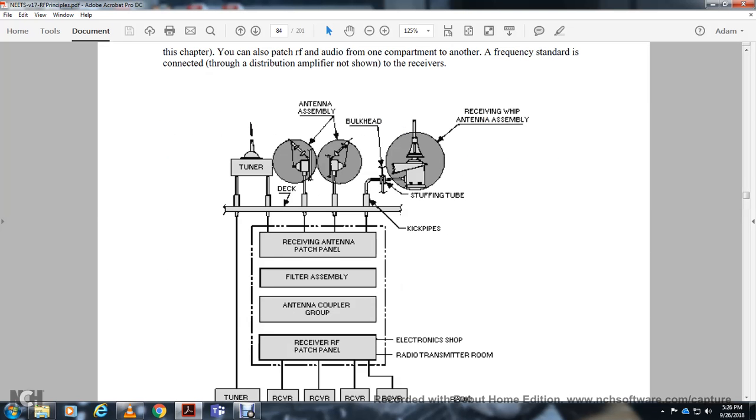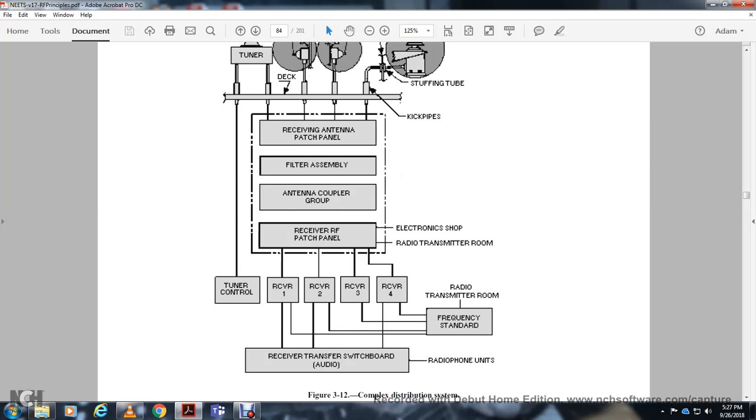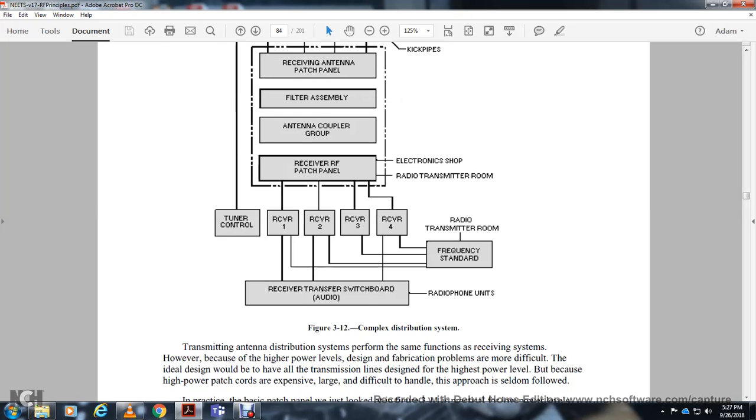This shows your tuner, antenna assemblies, bulkhead, the receiving whip antenna, the stuffing tube, the kick pipe, the receiving antenna patch panel, filter assembly, antenna coupler group, receiver patch panel, electronic shop, radio transmitter, tuner, receivers 1, 2, 3, and 4, radio transmitter, frequency standard, radio receiver, transistor, switchboard, audio, and radio phone units.